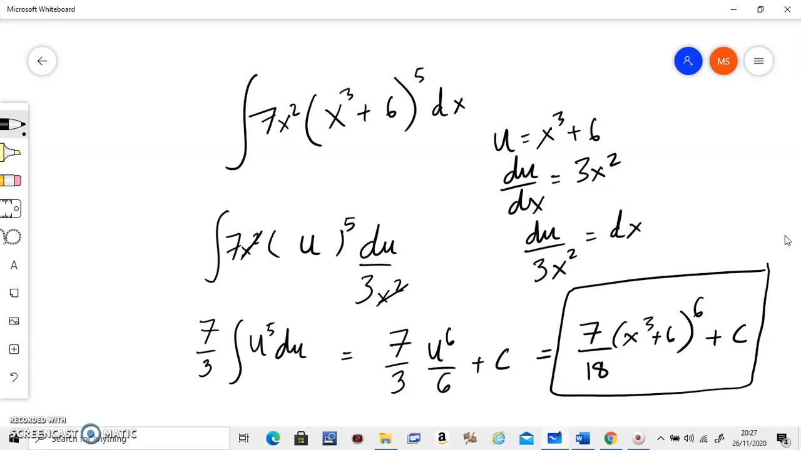So for any such problem, once you get the u, the problem becomes really simple. Just follow the steps and you will get the answer.